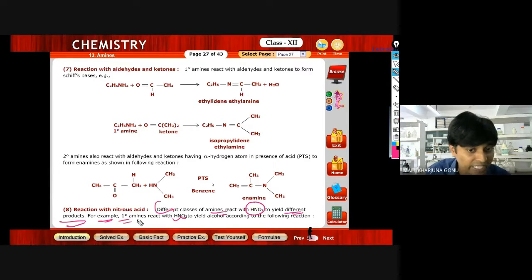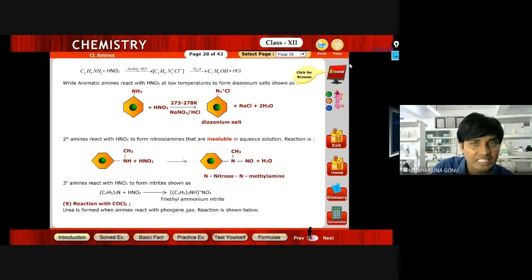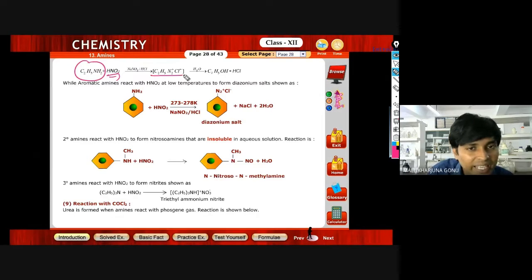For example, first degree amines react with HNO2 to yield alcohols according to the following reactions. So for aliphatic amines, you can prepare alcohols. Basically, what is happening here, for example, you have C2H5 NH2. If you react with HNO2, you get the diazonium salt of that one, N2 plus Cl minus. Now we know these diazonium salts can be converted into different functional groups. But usually aliphatic compounds you cannot convert into Cl, Br like that. But if you put H2O, water, you can get alcohols easily.